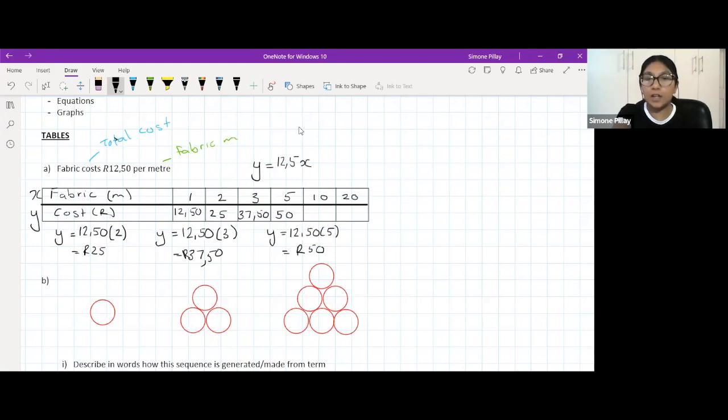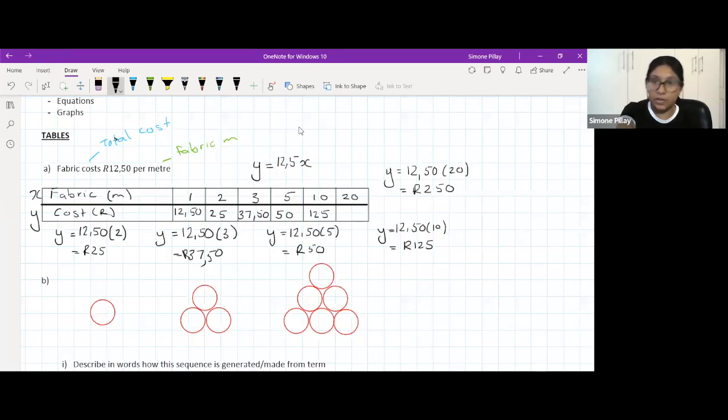Let's look at 10. The last 2 blocks of our table should be done in no time. Y is going to be 12 Rand 50 times 10. This one is a little bit easy. We all know how to multiply by 10. I'm assuming that's going to give me 125 Rand over here. And 20, there we go, 12 Rand 50 multiplied by 20. That is going to give me just double what I had by 10, and that is going to be 250 Rand.